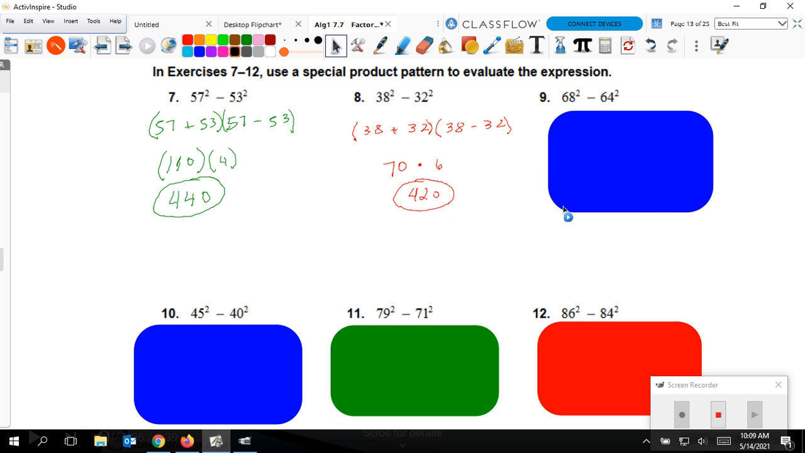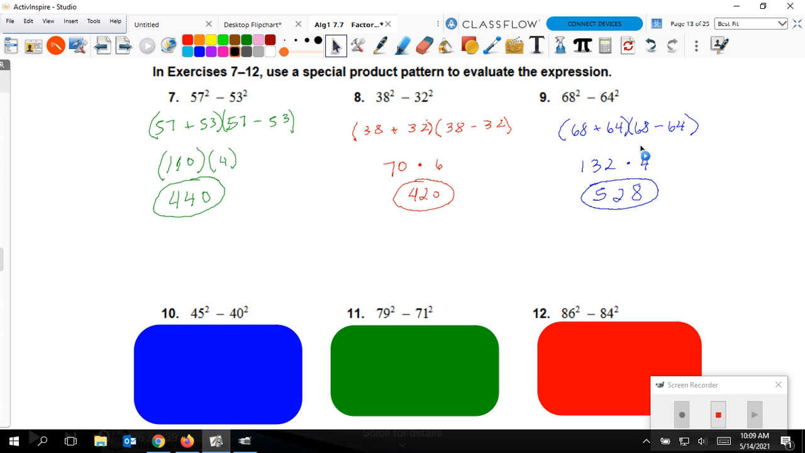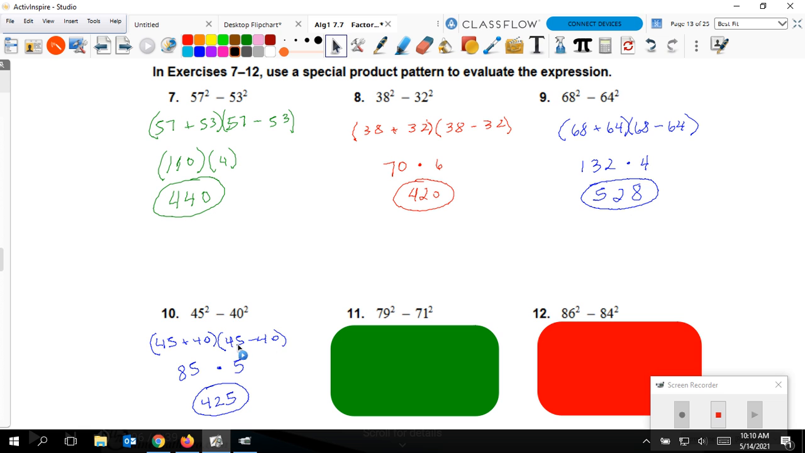Number 9, we got 68 plus 64 and 68 minus 64. So these two add and give us 132, and this one is a 4. Now this one you might not be able to do in your head so much, but you can probably do it on the side, putting 132 over 4 and doing a quick little multiplication. You should have got 528 for that one. For this one, you got 45 plus 40, 45 minus 40. So 45 plus 40 is 85, 45 minus 40 is 5, and 85 times 5 is 425.